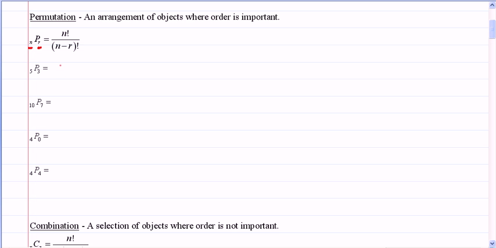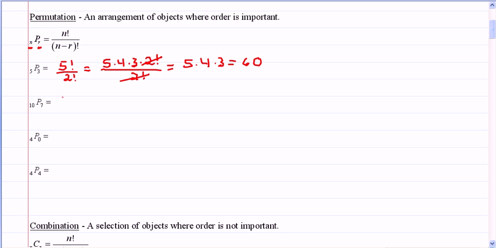So if you have 5P3, that's the same as 5 factorial over the difference between 5 and 3, which is 2 factorial. So to figure this out, 5 factorial is 5 times 4 times 3 times 2 times 1, but I'm going to stop at 2 and write factorial because this cancels with this. So the answer to this is just 5 times 4 times 3, which is equal to 60.